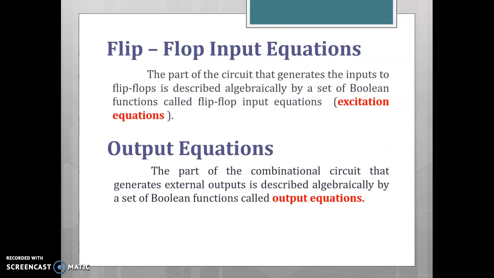Flip-flop input equations. We know that a sequential circuit consists of a combinational circuit and flip-flops. The part of the circuit that generates the input to the flip-flops can be described algebraically by a set of Boolean functions referred to as flip-flop input equations. It is also referred to as the excitation equation. Output equations. The part of the combinational circuit that generates the external output can also be described algebraically by a set of Boolean functions referred to as output equations.